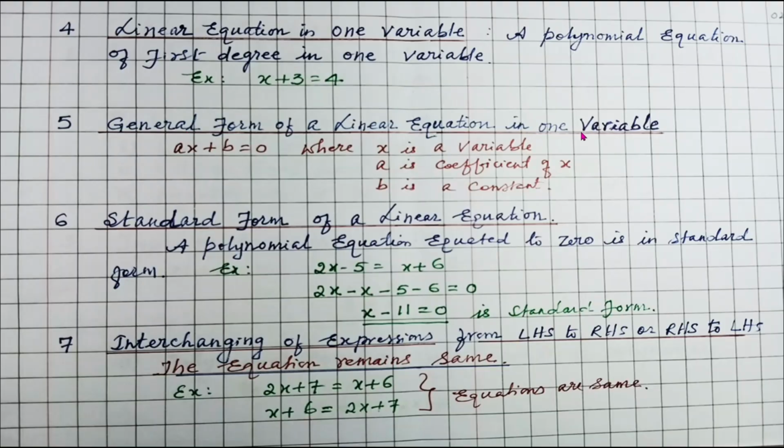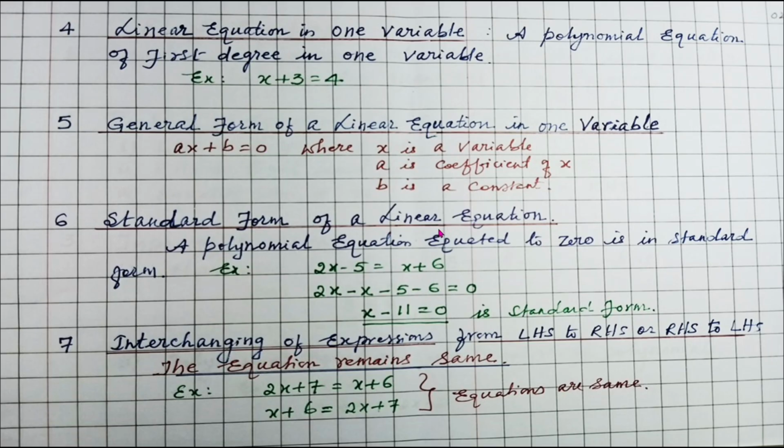Therefore it is a linear equation in one variable. The general form of a linear equation in one variable is ax plus b equal to 0. Please remember this. The general form of a linear equation in one variable is ax plus b equal to 0, where x is a variable, a is the coefficient of x, and b is a constant, and this is the general form. We can take an example here. I can write here 2x plus 3 equal to 4, and that is the linear equation in one variable. Please remember that. So the general form is ax plus b equal to 0.